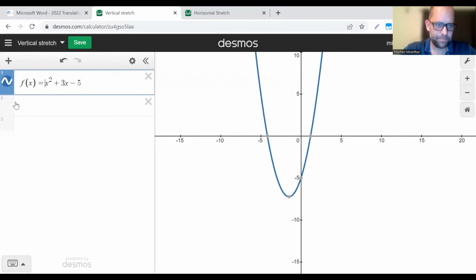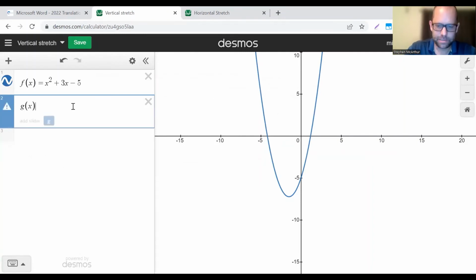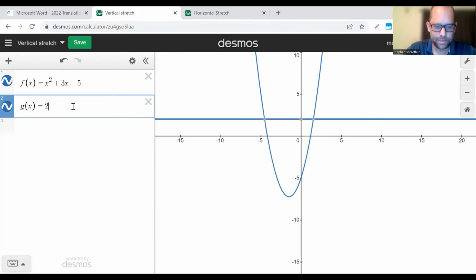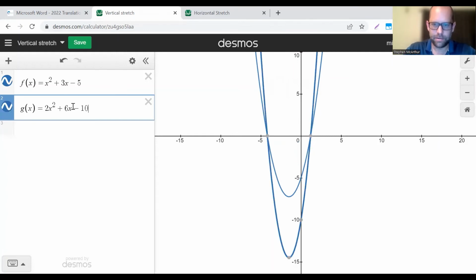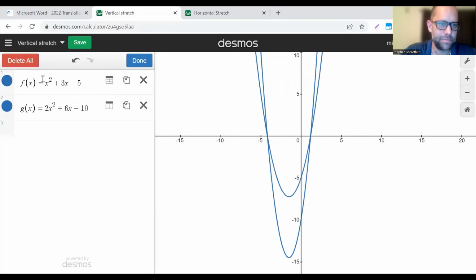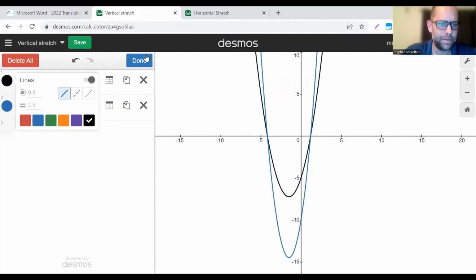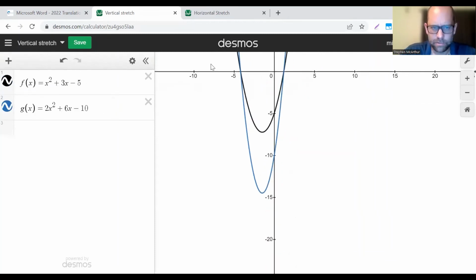So the one we wanted to be 2 times further away was g of x equals 2x squared plus 6x minus 10. Now let's pop this in. Well, actually, let's do this one in black. This can be our original. Black, done. Right, well, let's check some points here.